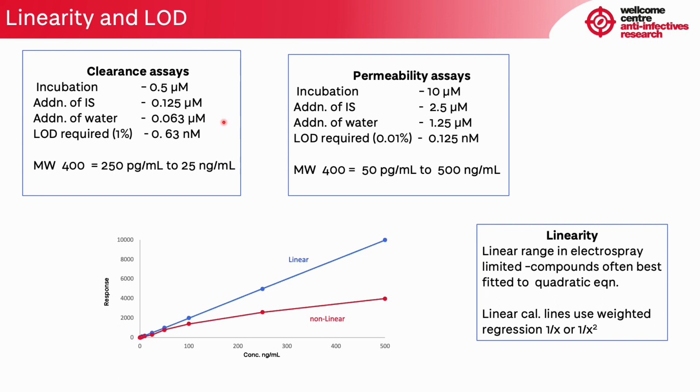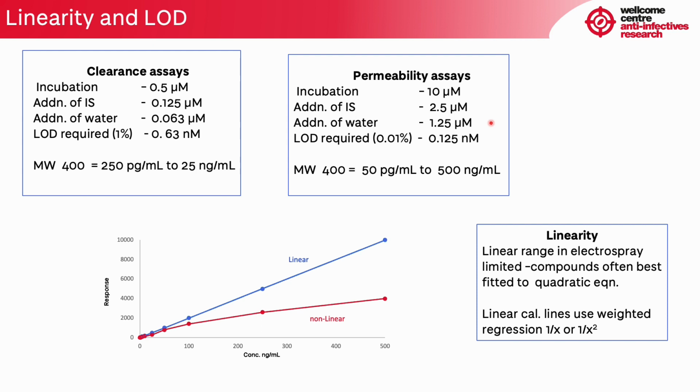As mentioned previously, we need to see down to 1% of this, so the instrument should be capable of detecting down to 0.63 nanomolar. For a compound with a molecular weight of 400, I've put the equivalent concentrations in terms of nanograms per mil, so we would need to look over a range from 250 picograms per mil to 25 nanograms per mil.